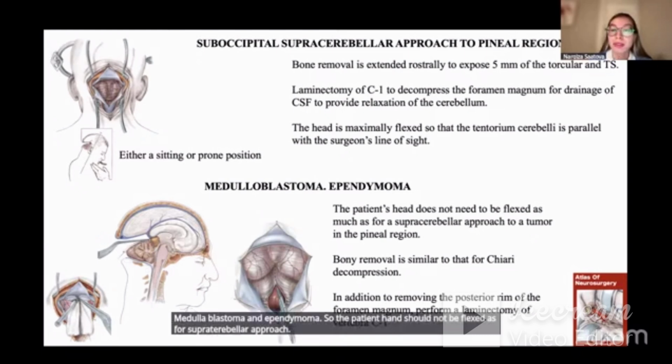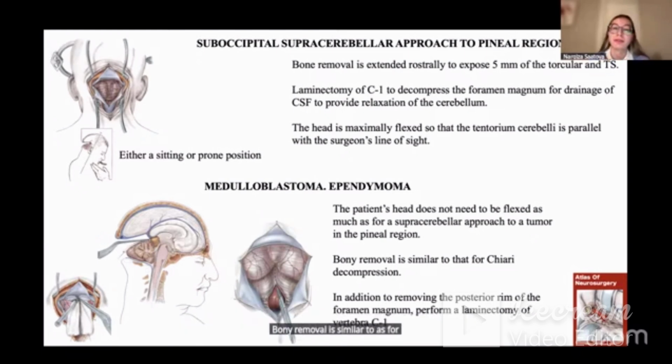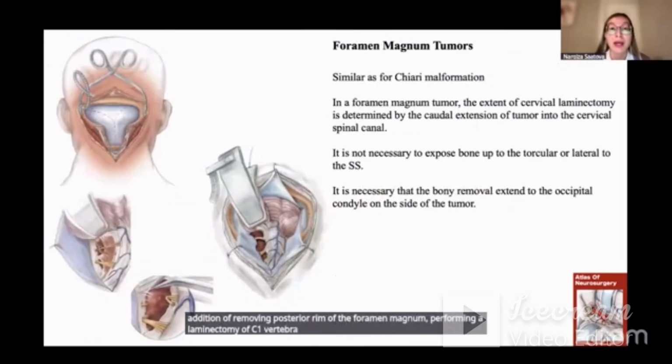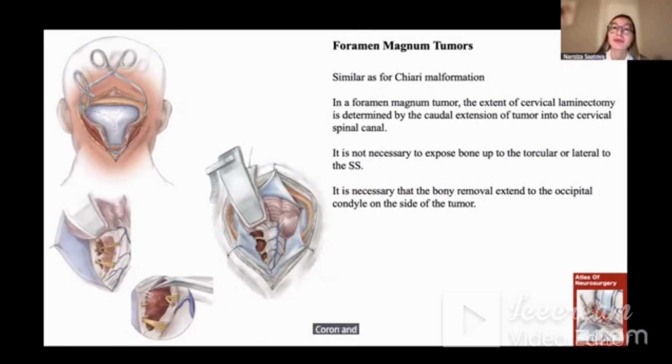Bony removal is similar to that for Chiari malformation decompression, and in addition to removing the posterior rim of the foramen magnum, performing a laminectomy of the C1 vertebra is important. Foramen magnum tumor is similar to Chiari malformation.